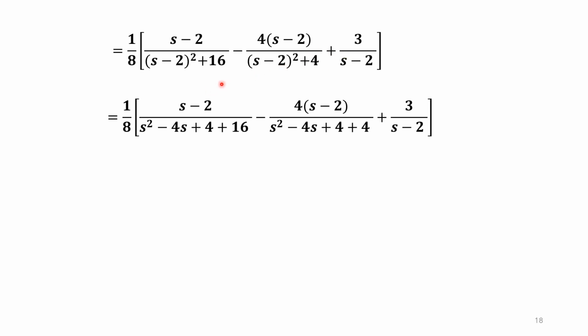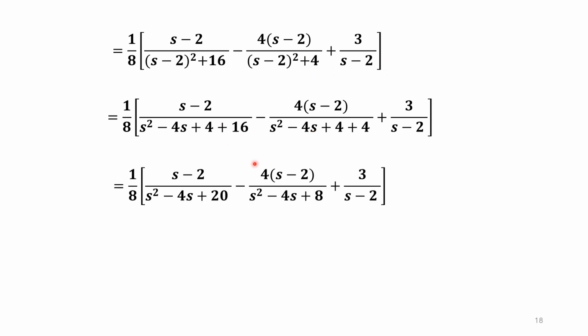Opening the bracket in the denominator, a minus b the whole square, s square minus 4s plus 4 plus 16, s square minus 4s plus 4 plus 4, and s minus 2. We can combine here 4 plus 16, 20, 4 plus 4, 8, and s minus 2 as it is.